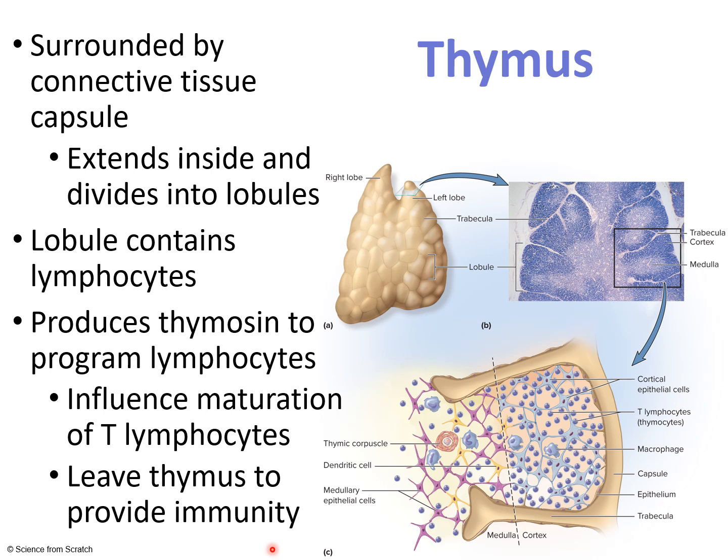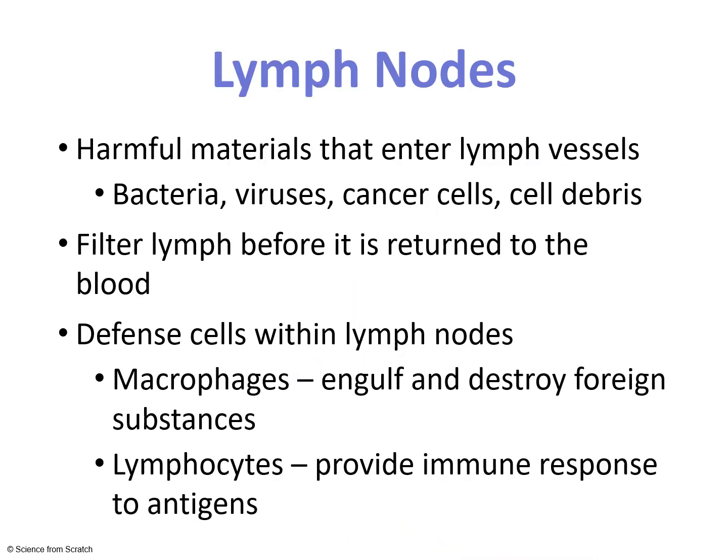The thymus makes a hormone, thymosin, and the job of thymosin is to mature the cells into the T lymphocytes. And then those T lymphocytes will leave the thymus to provide immunity. So those were the primary organs. The secondary organs, we'll start with the lymph nodes.